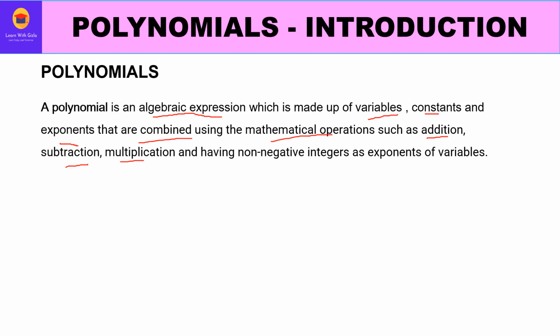And another important point over here is they use non-negative integers as the exponents of the variables. That means whatever variables we are using, x, y, z, they will have non-negative integers. That means only positive integers and 0 also. So we can also say whole numbers, right? So power of the variable will always be non-negative integers. And second thing, division is not involved over here. So these two things have to be kept in mind, right?